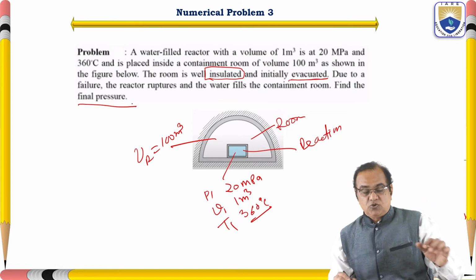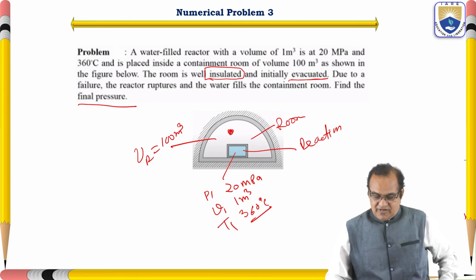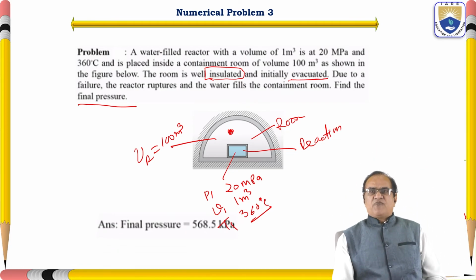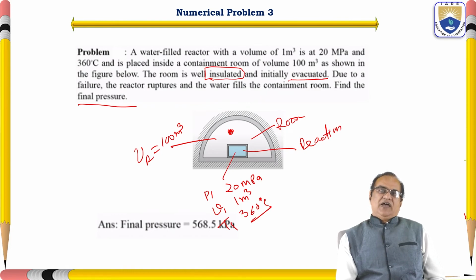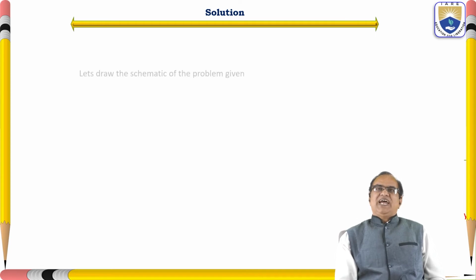So what is the P2 here at the room? That is our question. The answer is 568.515 kilopascal, and we will see how we are going to get this answer. So we will see that.